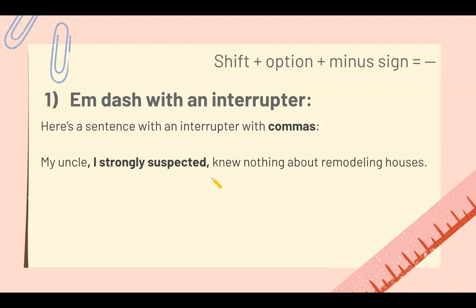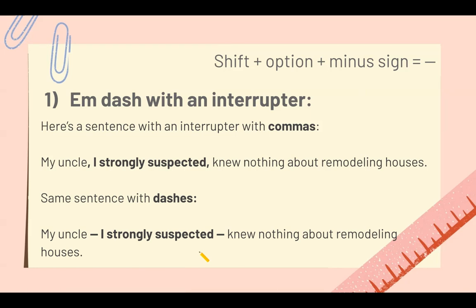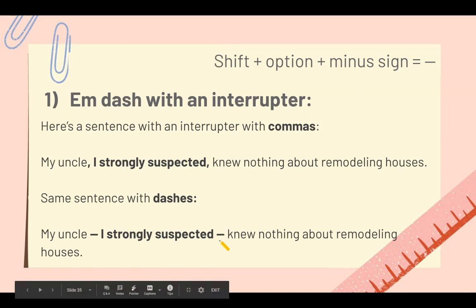But if you want to have a little bit more emphasis, you would replace the commas around that interrupter with dashes. So here's the same sentence now with dashes. My uncle — I strongly suspected — knew nothing about remodeling houses. The only difference here is I replaced those commas with dashes just for emphasis.